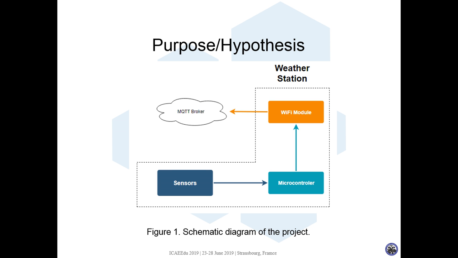The schematic diagram in this figure represents its parts. The sensors collect data from the environment, and then a microcontroller processes them and moves them forward to a Wi-Fi module. From there, the module sends the data to the cloud through an MQTT protocol. The development of its parts was approached in different subjects of the course. The sensors analysis was developed in metrology classes, and the microcontroller and Wi-Fi communication parts were approached in programming and computer networks classes, respectively.